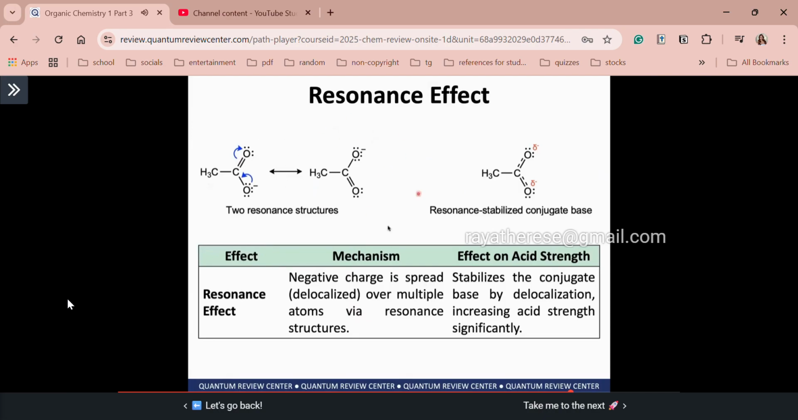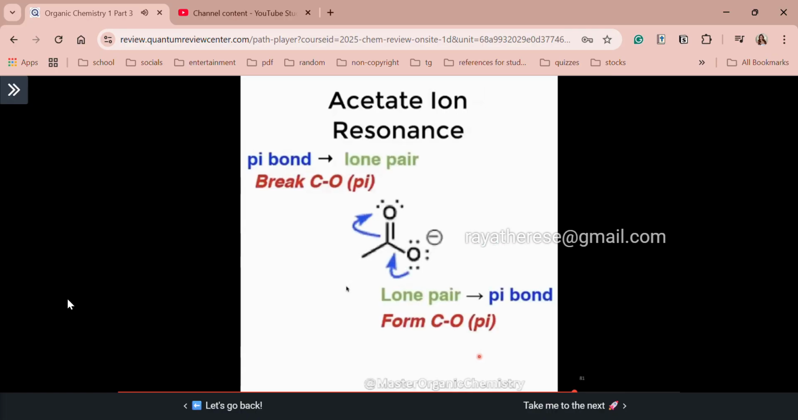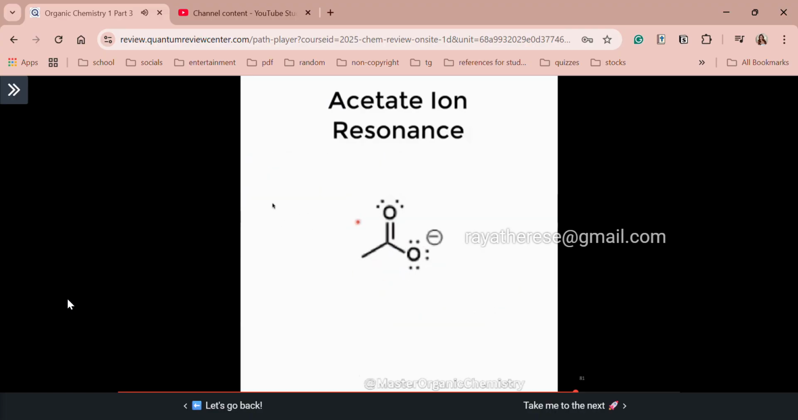Again, the negative charge will be delocalized over your pi bonds or multiple atoms through resonance structures. And of course, similar to the effect on acid strength, stabilization of the conjugate base by this specific process of delocalization will increase the acid strength of your compound. Class, remember, this is our typical example of acetate ion resonance. As you can see, your electrons can be delocalized here through the lone pairs between the adjacent oxygens.